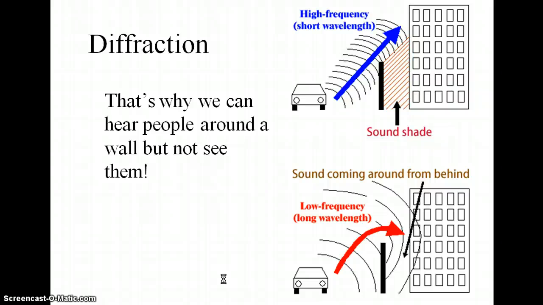Diffraction explains quite a few things. It explains why when we listen to distant traffic, we tend to hear a low rumble, because it's the low notes that bend most around buildings and walls, so we can hear the low notes. The high notes tend not to bend so much, because they have a smaller wavelength, and so we don't hear the high frequencies basically.